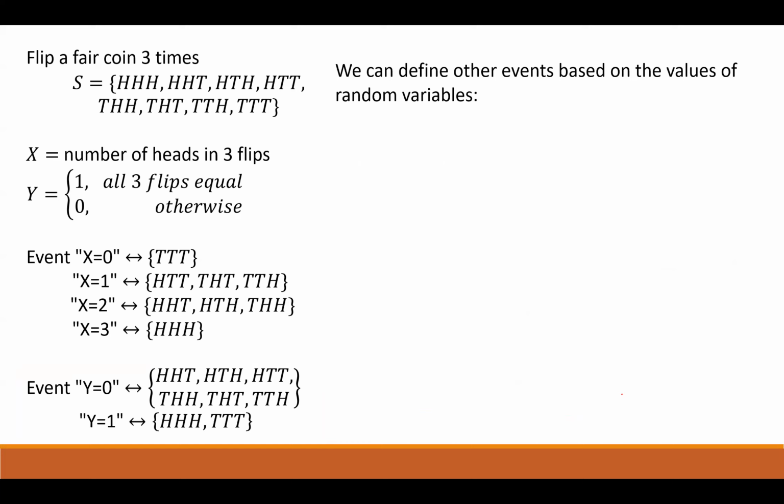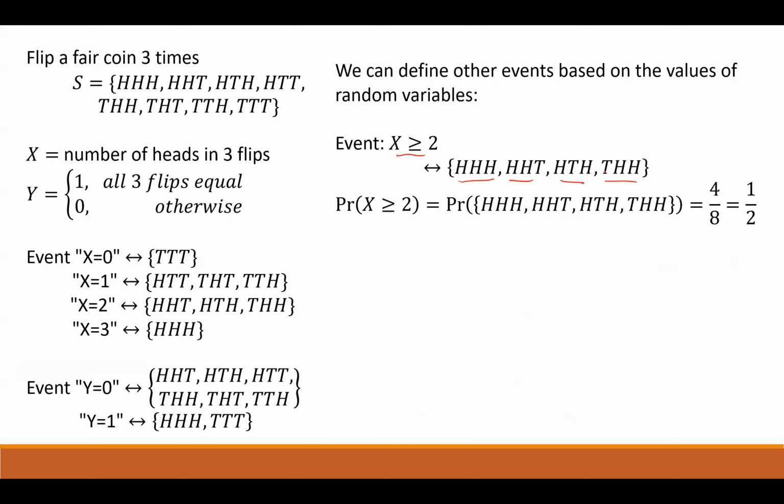Okay, so we're not limited to events where they're just equal. We can do events where it's an inequality. So I can take the event x is greater than or equal to 2, and then that defines this subset of the sample space. I have 3 heads here, 2 heads here, 2 heads here, 2 heads here. So this falls under that. And then the probability of that is, of course, just the size of the event over the size of the sample space, 4/8 or 1/2.